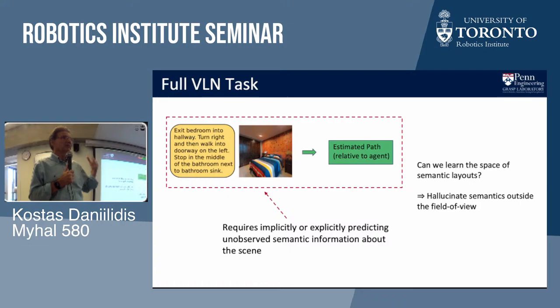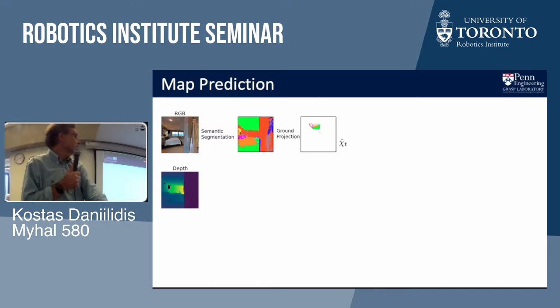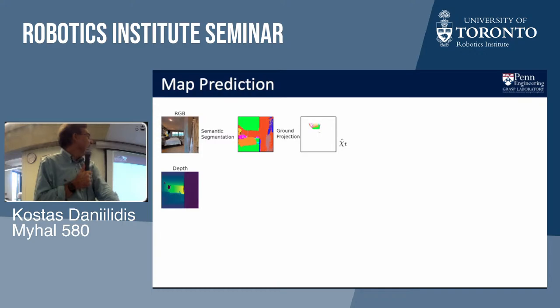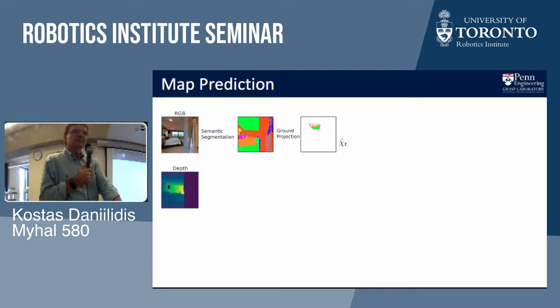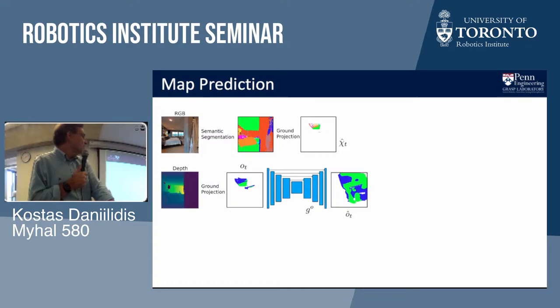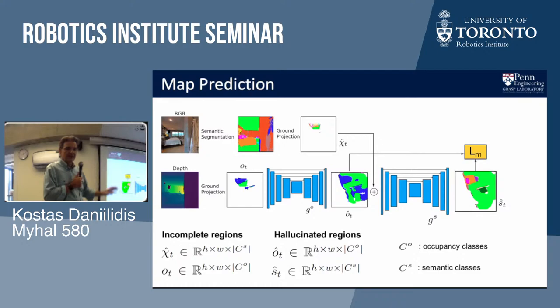So what is really happening is, again, we use a semantic segmentation of the image. We project it to the ground, and the ground is usually much bigger than the back projection. We use the depth because we really want good occupancy and traversability. And so O is the occupancy, and S is the semantic map. And this is our previous map prediction, okay? Where we are using only a loss for a ground truth segmentation.